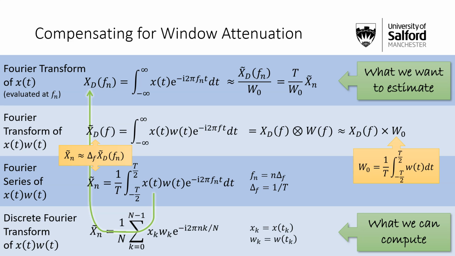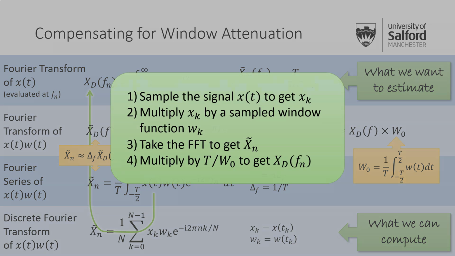So we can actually get X_n from the FFT, and then we can get X(f) evaluated at f_n by this conversion here. Just to summarise, because there are quite a lot of equations on that slide, the first step is that we sample the signal x(t) to get the discrete version x[k]. We multiply x[k] by a sampled window function w[k]. Then we take the FFT to get X_n with the window in there, and then we multiply by T, the period of the Fourier series, divided by W0, the mean value of the window, to get X(f), the amplitude density of x sampled at f_n with minimal artifacts.